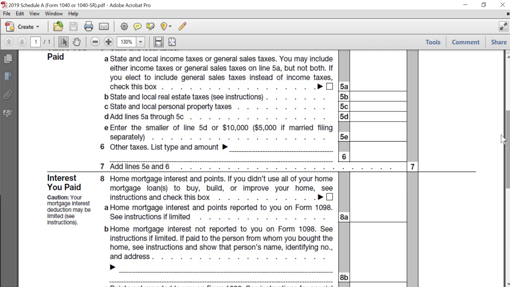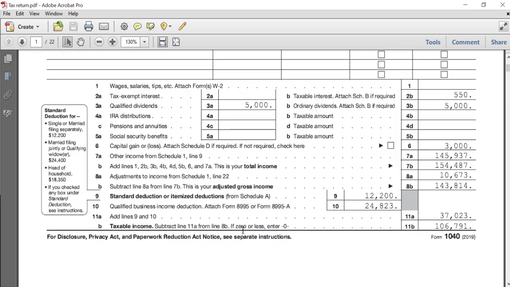But if they exceed those amounts, then of course you want to use Schedule A and take the itemized deductions, because you can get, of course, a larger benefit if the itemized deductions are higher than the standard deduction. So if his itemized deductions were higher, then this 12.2 would be replaced by whatever his itemized deductions are.